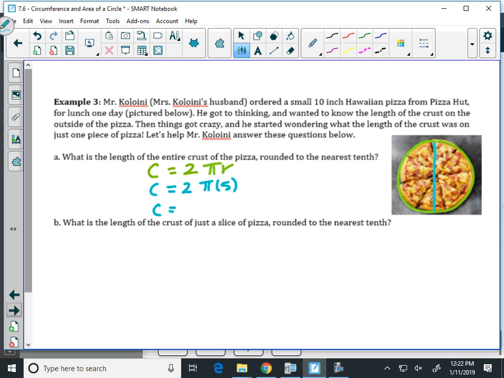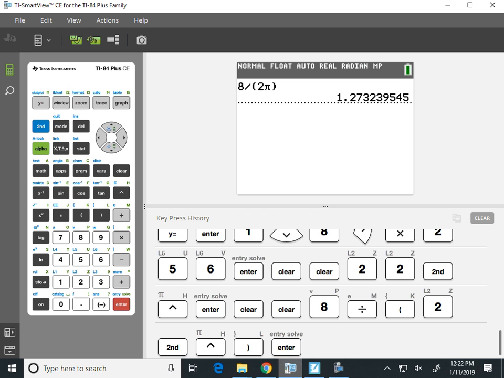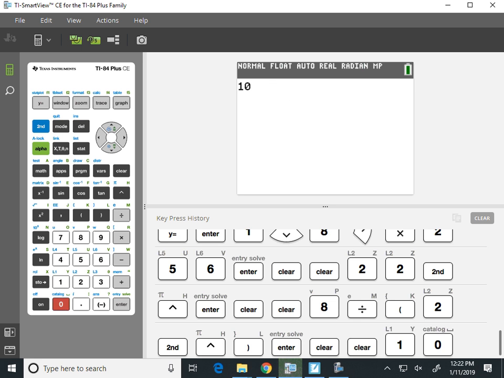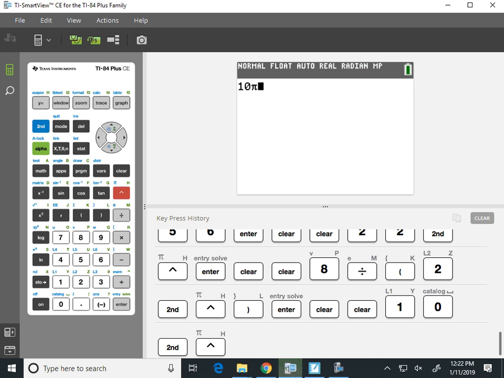So when we clean this up, we're going to leave it in terms of pi first and then round. So leave it in terms of pi first. What's 2 times 5? 10. And then tack on the pi. So we want to round to the nearest tenth. So we're going to plug 10 pi into our calculator. And all the way around, it's about 31.4 inches.